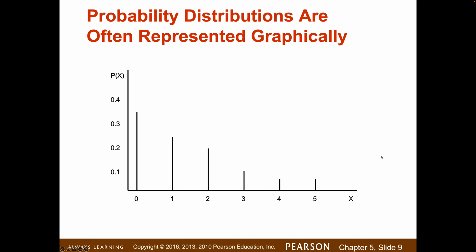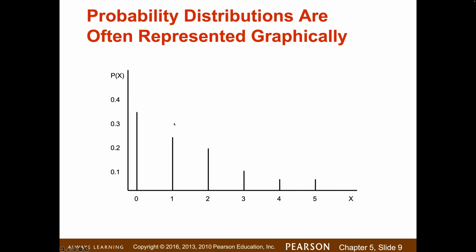Now, another way to represent this would be graphically. You would have the count on the horizontal axis, and the probabilities on the vertical axis. And you can see what we've done. I'm going to teach you how to do this in StatCrunch. It actually turns out it's pretty cool.